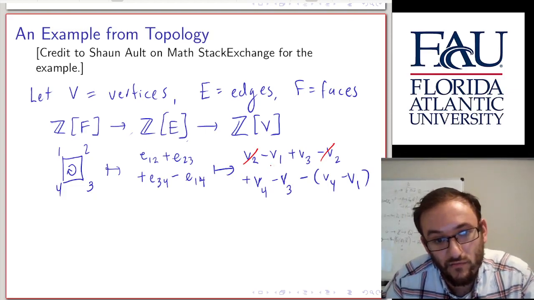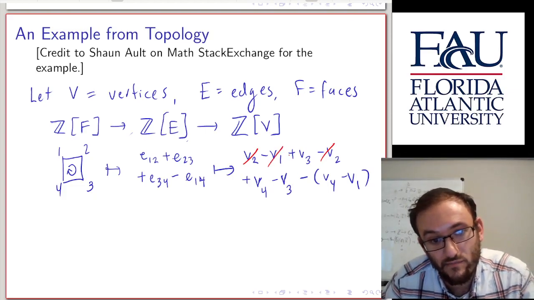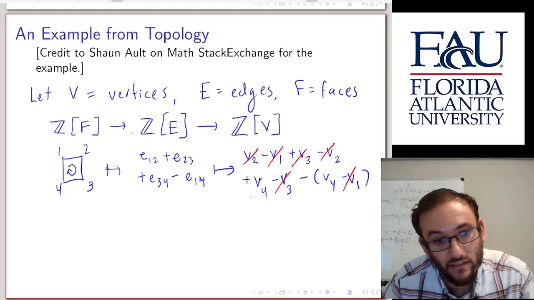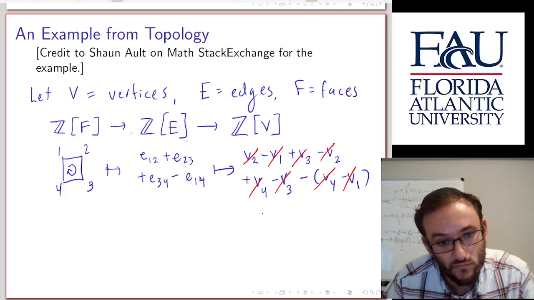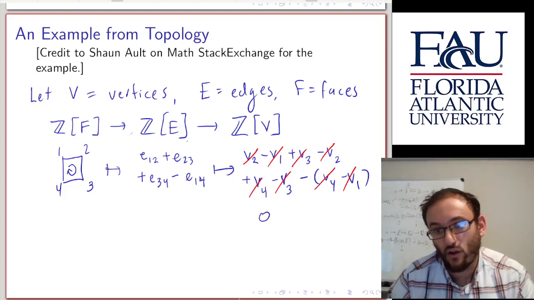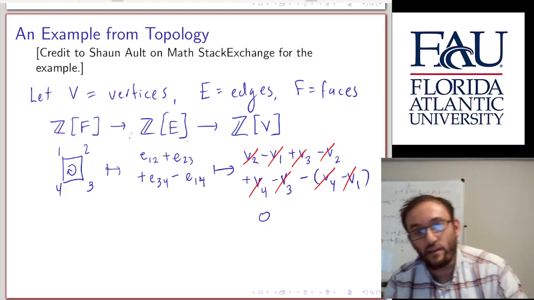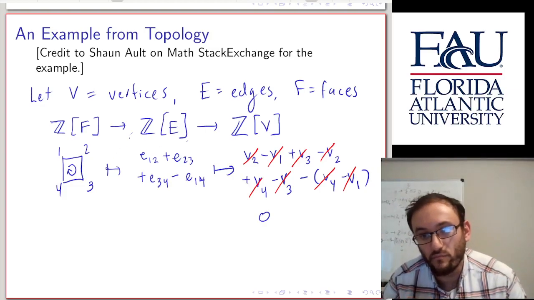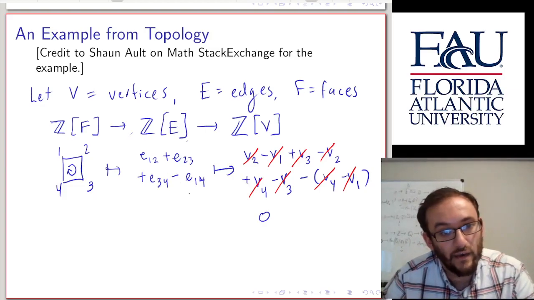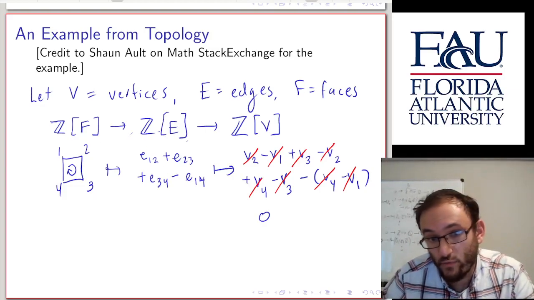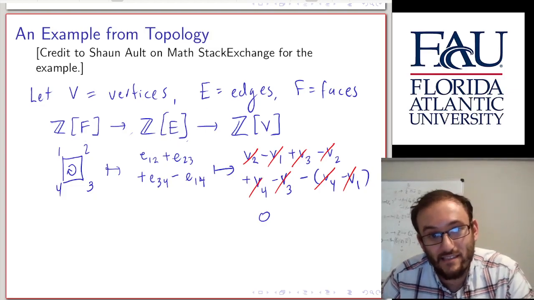And then the v1s cancel because it's minus a minus over here, and the v3s cancel, and the v4s cancel, and we're left with 0. And it's not hard to show that, assuming we're dealing with a solid polyhedron, all faces solid, then this sequence will actually be exact at Z.